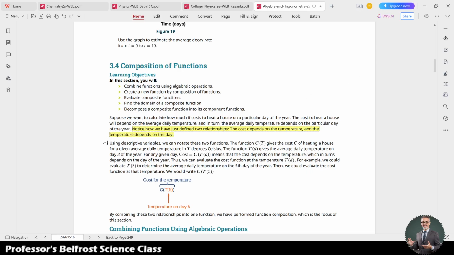By using descriptive variables we can notate these two functions. The function C(T) gives the cost C of heating a house for a given average daily temperature in T degrees Celsius. And the function T(d) gives the average daily temperature on day d of the year. For any given day, C(T(d)) means that the cost depends on the temperature, which in turn depends on the day of the year.